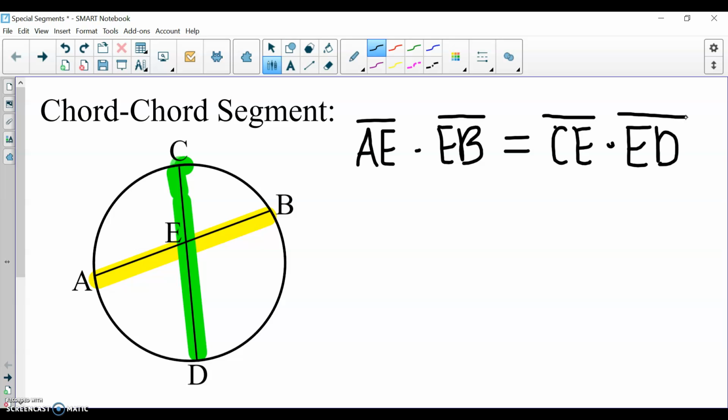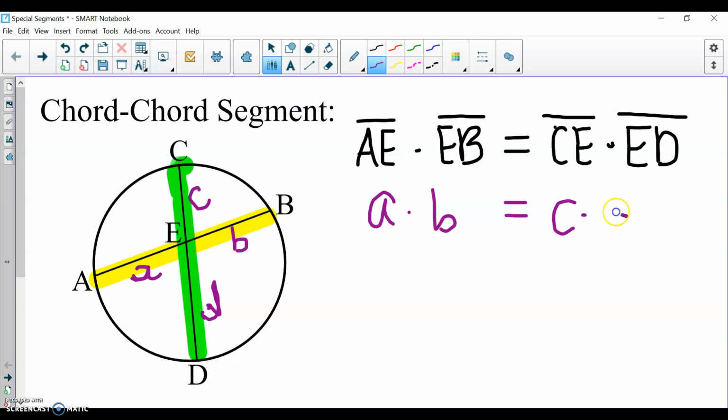So a few different ways to represent this. What I usually like doing to simplify this a little bit is marking those lengths for each segment with a variable. So I would call AE little a, EB little b. They're on the same chord. A times B has to be equal to the other two parts. So CE I mark with a little c, ED I mark with little d. So C times D. So the product of one chord has to be equal to the product of the other chord.